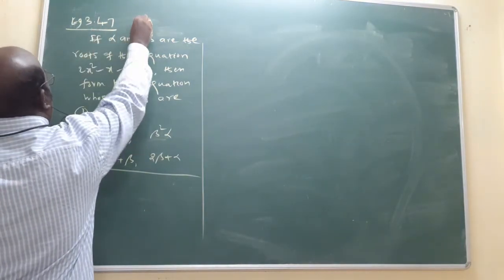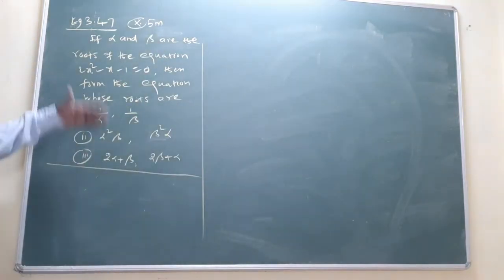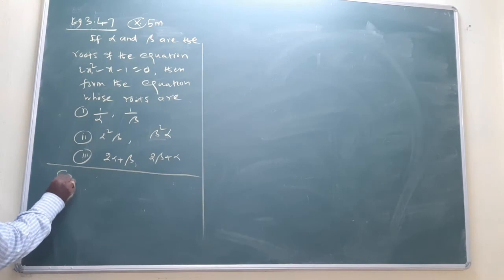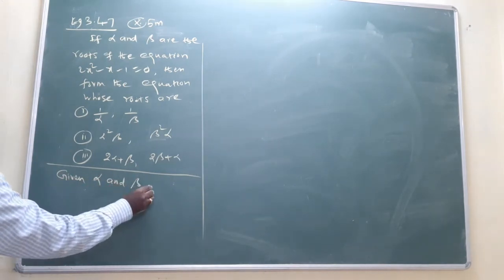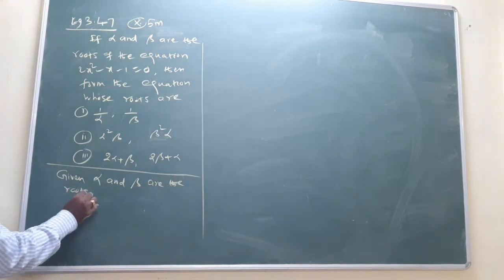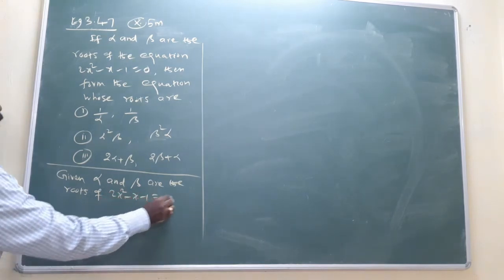3.47, this is an important 5 mark question. Here, form the equation whose roots are given. All 3 are not asked, 1 or 2 will come for the 5 mark question. Now, very first, what I told you, what is given? Given alpha and beta are the roots of what equation? 2x square minus x minus 1 equal to 0.